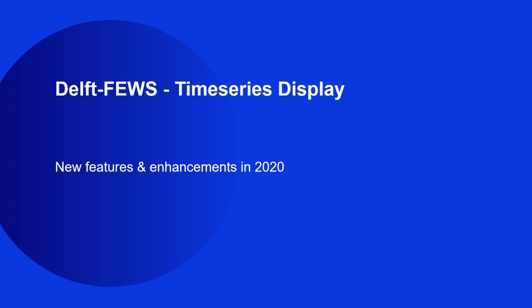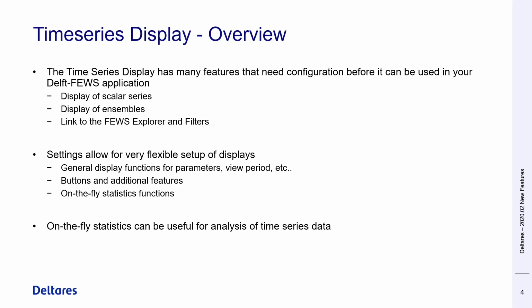Welcome to this session where I will be demonstrating the new features and enhancements of the time series display within Delft Views for 2020. In general, the time series display is the location in Views where you look at your scalar time series. This can be just your regular deterministic time series, maybe ensemble plots, and the time series display is dynamically linked to your Delft Views Explorer, to the filter where you can make selections, and Delft Views allows for a very flexible setup of your displays.